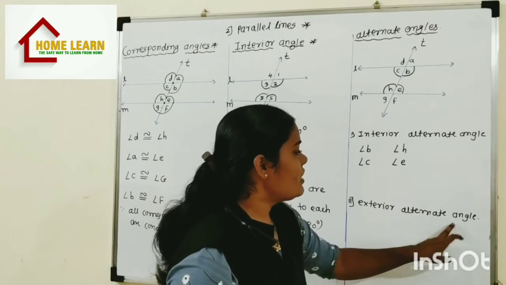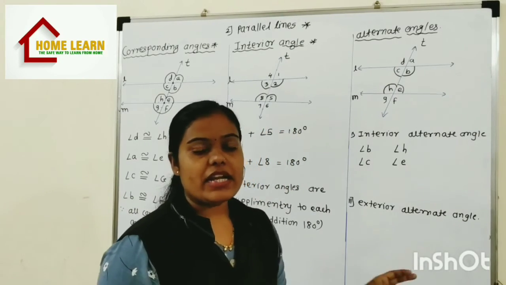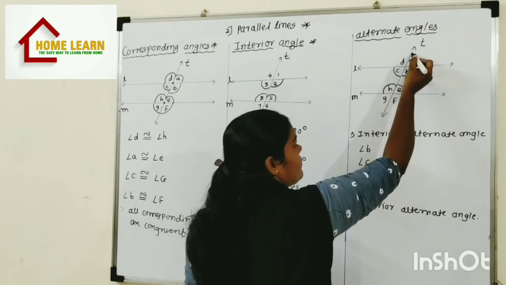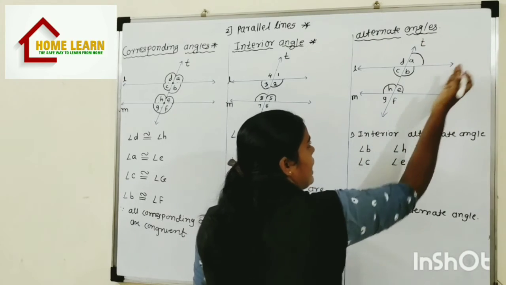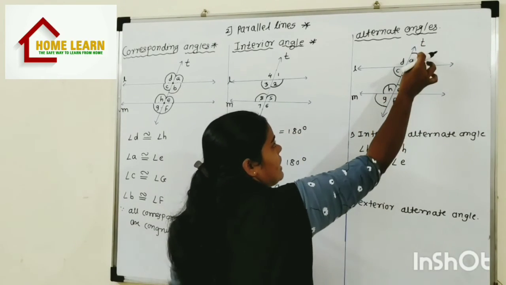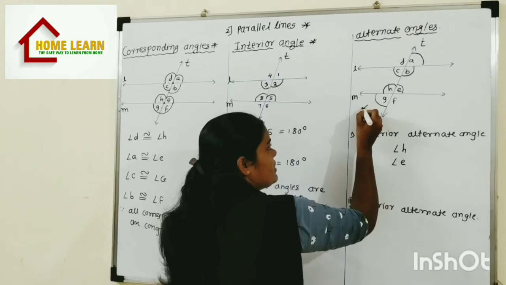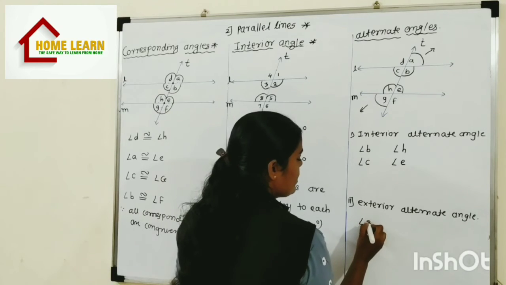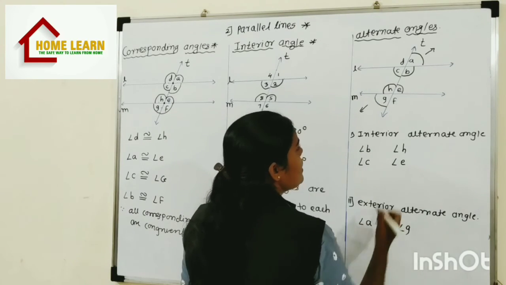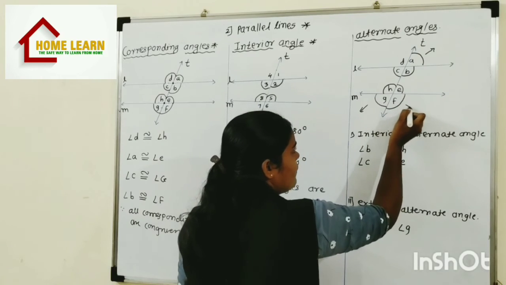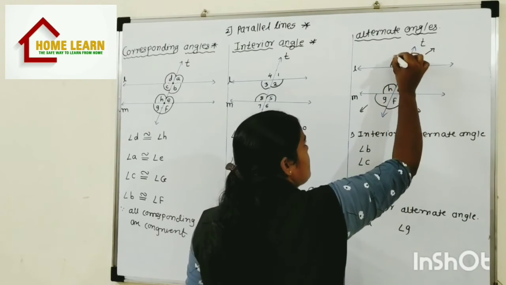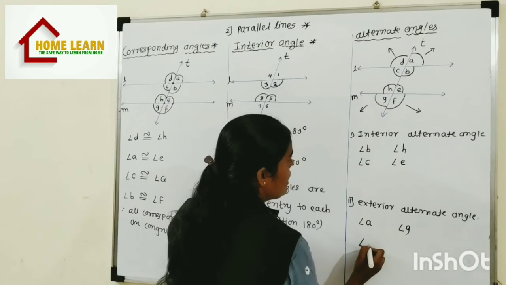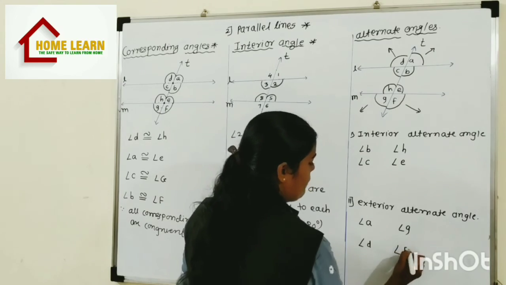Now see exterior alternate angles. Exterior alternate angles mean outside of the lines. One is on this side and the second is on that side. That means angle A and angle G. This is also alternate. So write here exterior alternate angles A, G. The remaining pair: one is on this side and one on that side. That's why they are called alternate angles. So write angle D and angle F.